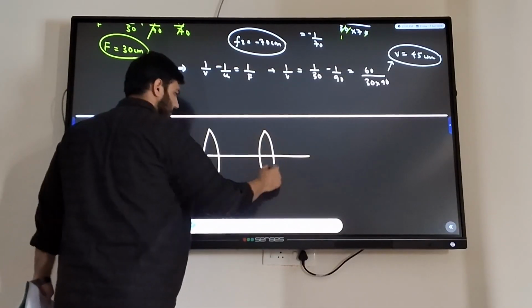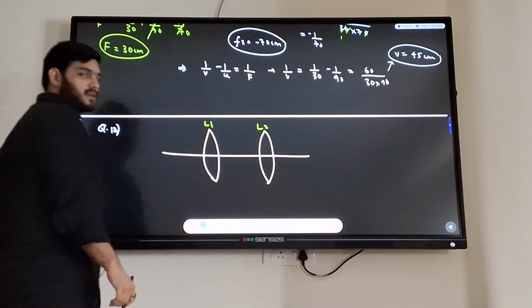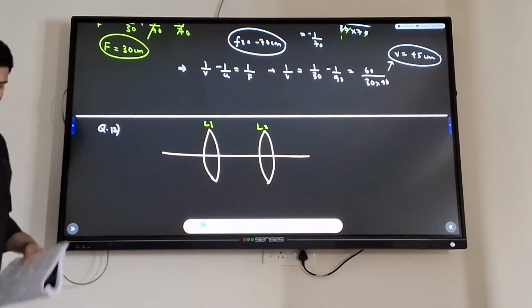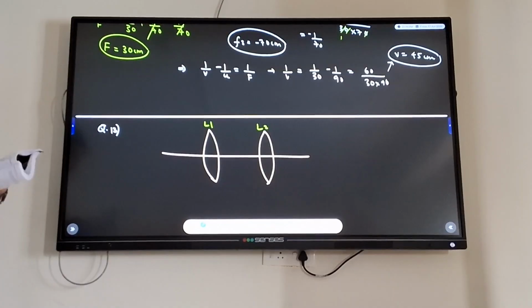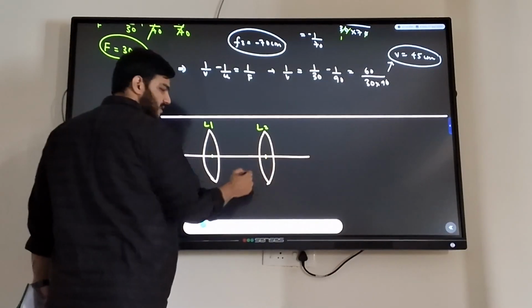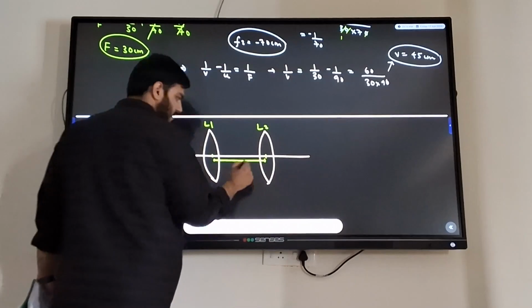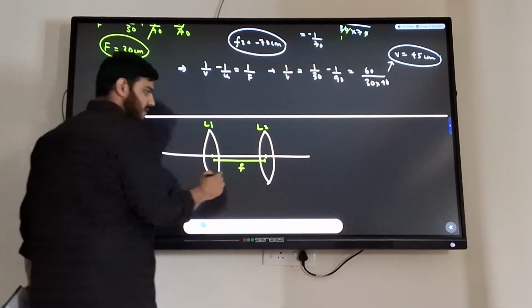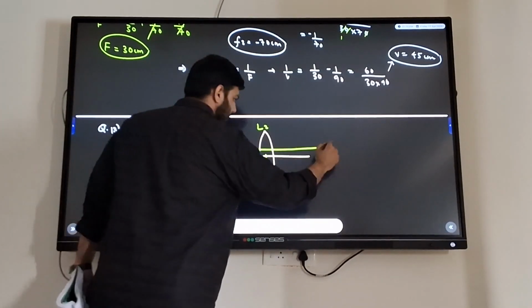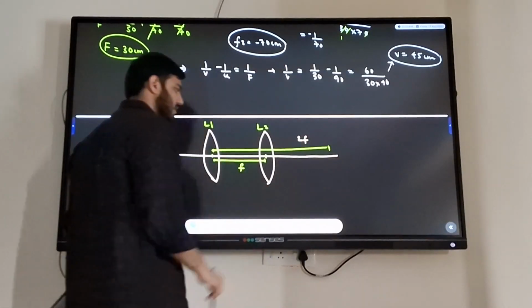So I have a lens here, and a lens here. This is lens L1, this is lens L2, and they are placed so that the center of one of them coincides with the focus of the other. If this is the center C1 and this is the center C2, then its focus coincides with this, placed at focal length there.